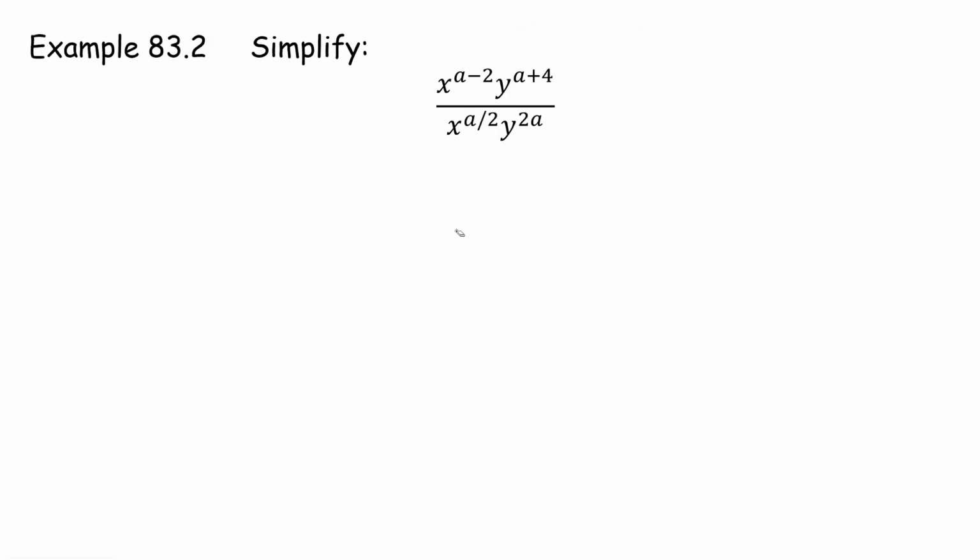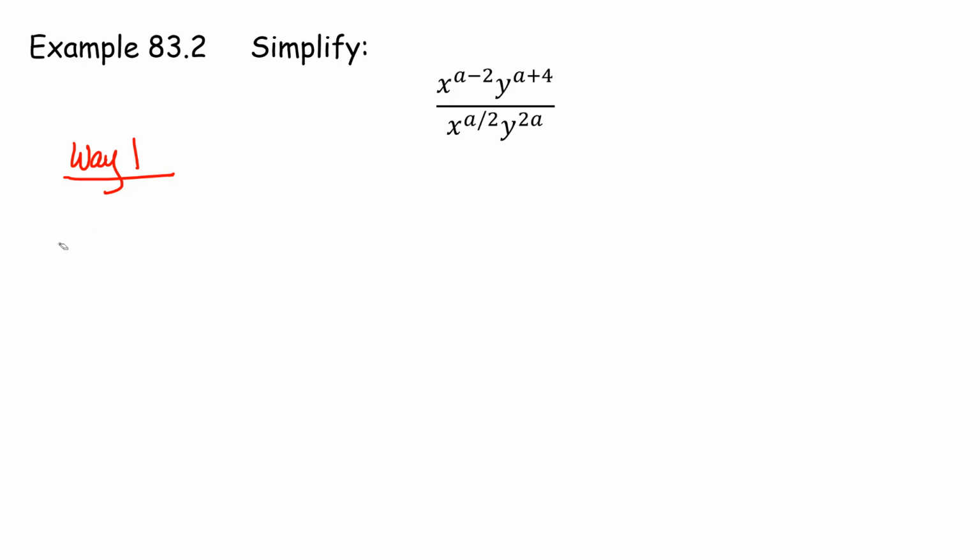And this one we have division going on. I'll do this in two different ways. There is another rule for exponents which says that if you divide like bases, you can subtract the exponents. So I'm going to do that way right here. So way 1, I've got x to the a minus 2, and I'm dividing that by x to the a over 2.